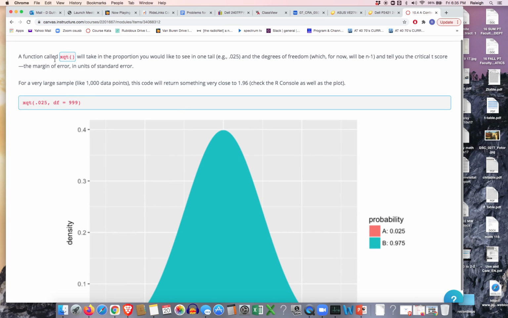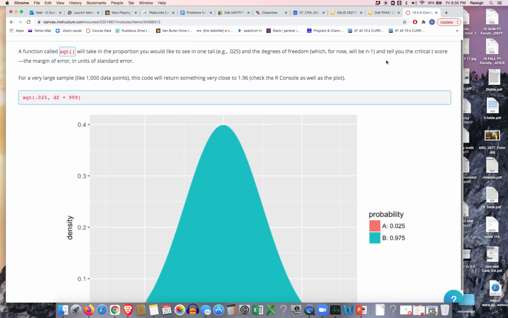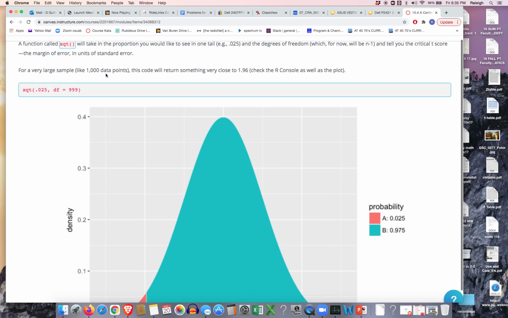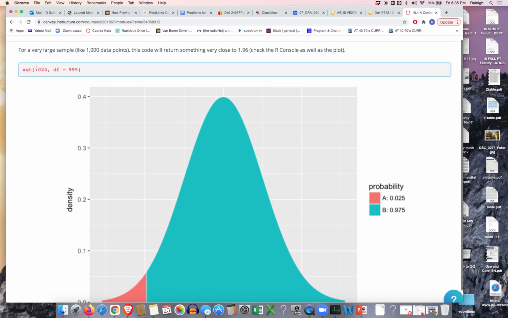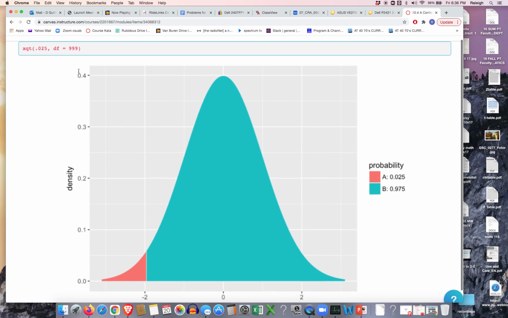So the function called xqt will take in the proportion you'd like to see in one tail and the degrees of freedom, if t is needed, and apparently it is. And we've got t right there, so that must mean t-distribution. They'll tell you the critical t-score and the margin of error in units of standard error. So what they're doing here is they're looking at the lowermost 0.025, the bottom 2.5%. 1,000 minus 1 is 999, and that df is n minus 1, 999. So that's what's typed in.